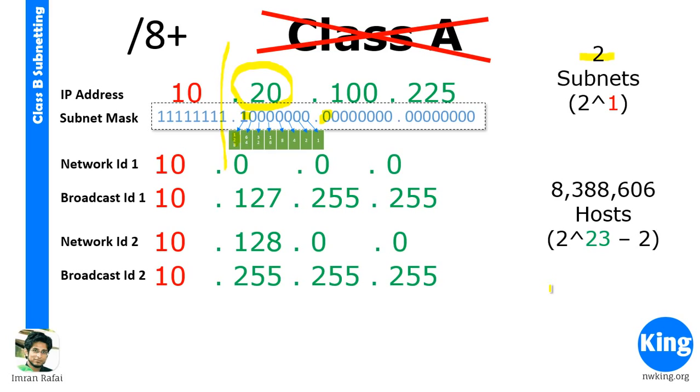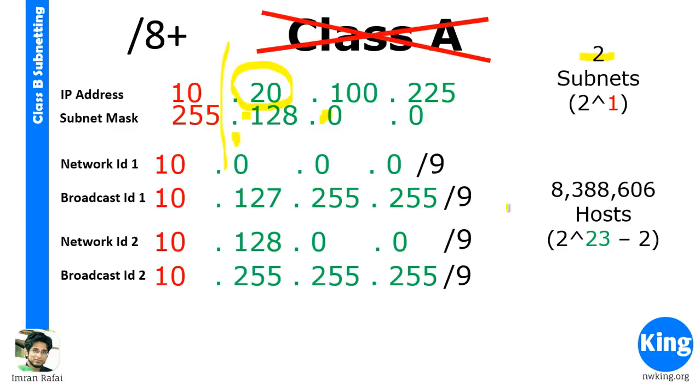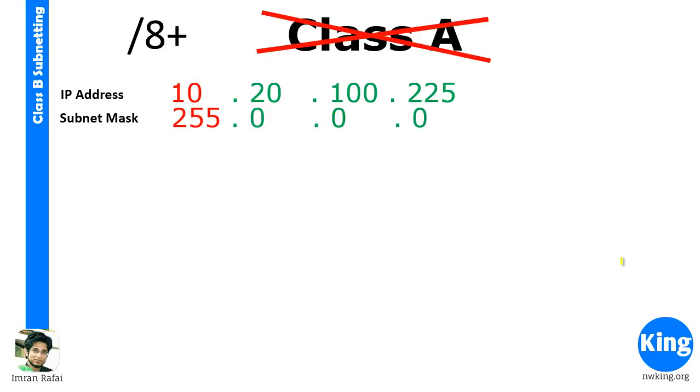Because of the changes that happened, because of this new borrowing, the subnet mask becomes 255.128.0.0, and of course, because one bit is borrowed, the /8 becomes /9. Right? Fantastic. Let's take another example.